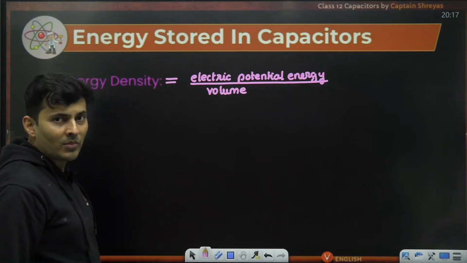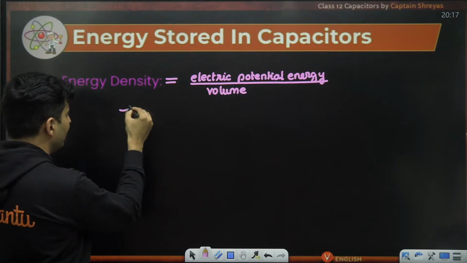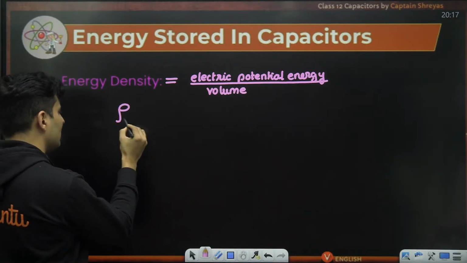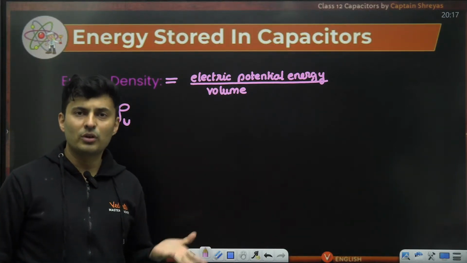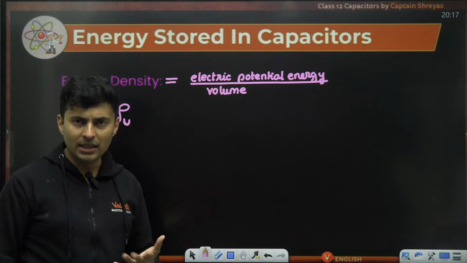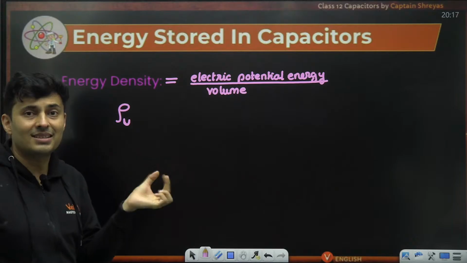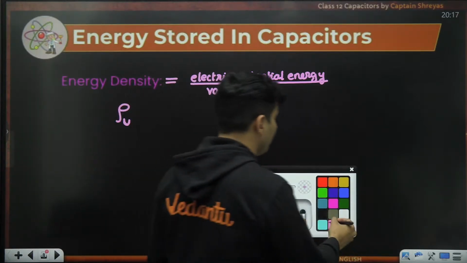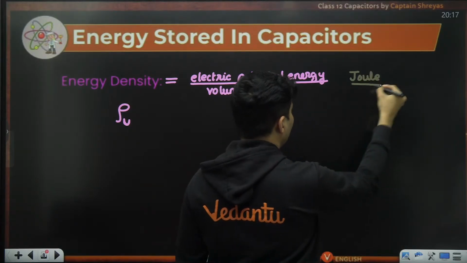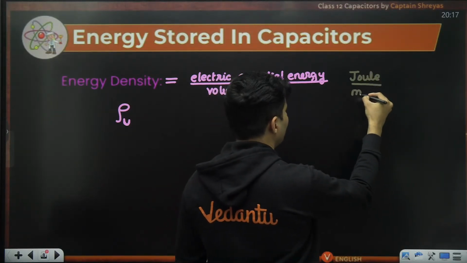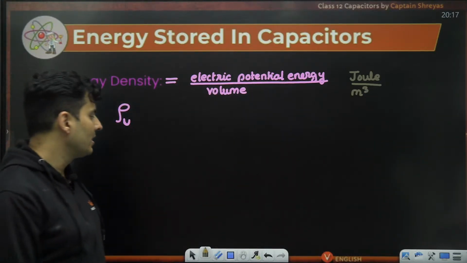So how do you find this particular term out? Usually the symbol for density is rho, but since we are talking about energy, which is potential, I will use rho u, because density could mean mass per unit volume or so many other kinds of density. Since we are talking about density of energy, u is the subscript over here. If you ask me what is the unit of this, look at it. On the top, you have joule, which is energy, and below you have volume, which is meter cube. So joules per meter cube is the unit of the energy density.